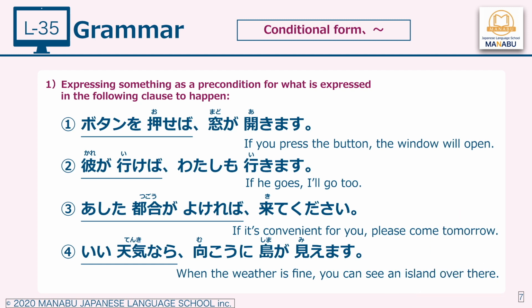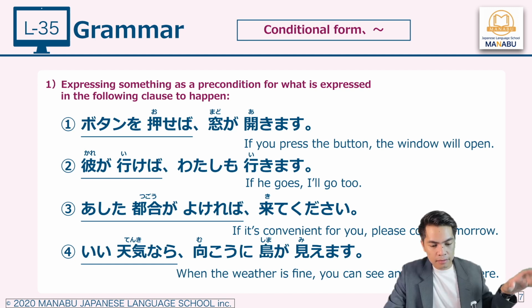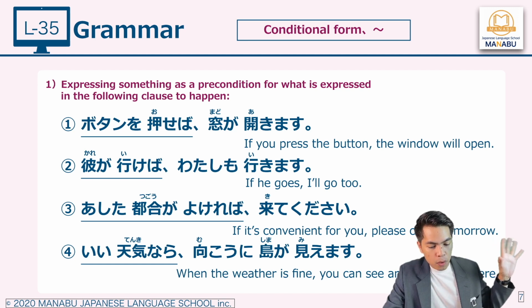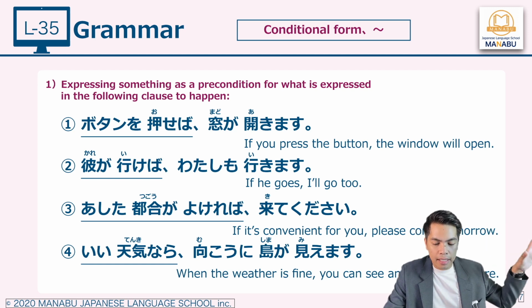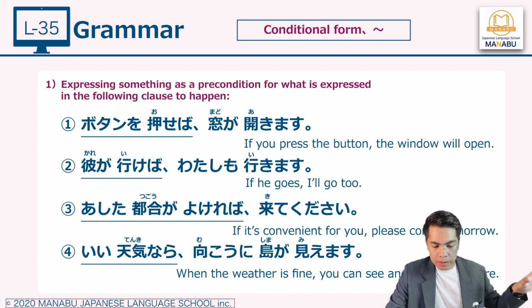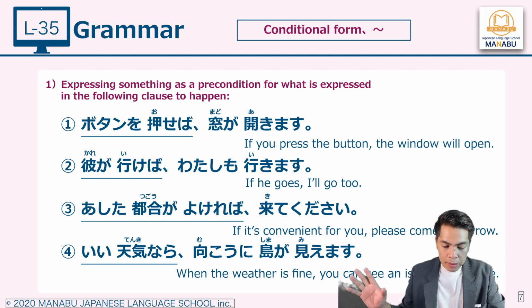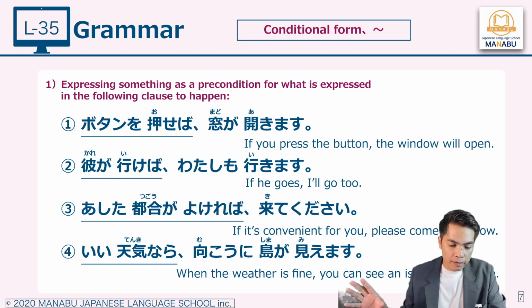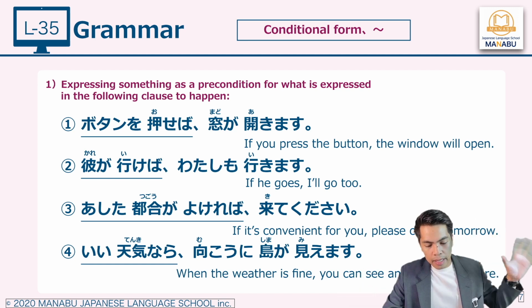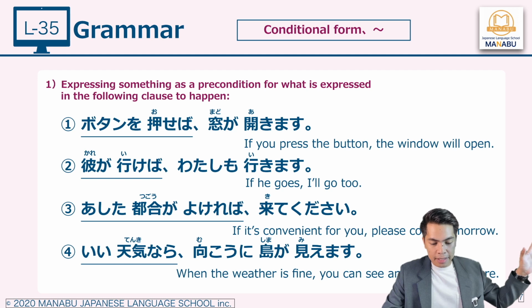Please come if you are free tomorrow, if it's convenient for you. Example number 4, ii tenki nara mukou ni shima ga miemasu. So the following clause is the mukou ni, on the other side or on that side. Shima ga miemasu. An island can be seen. But there is a precondition. The weather must be good. Ii tenki nara, if it's a good weather, the island on the other side can be seen.